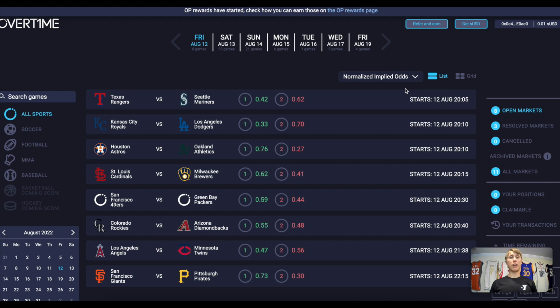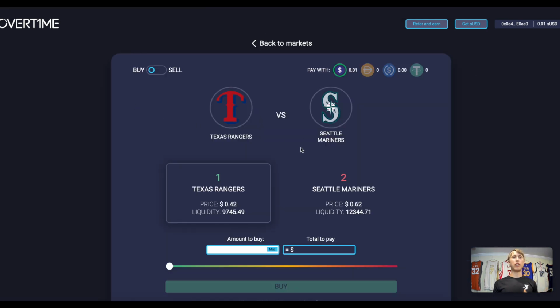Now, if you're a sports fan like me, you're going to love Overtime. Overtime allows you to speculate on different games, on who is going to win or who is going to lose. You can use your SUSD as collateral for each of these positions. So let's go and show you guys the Texas Rangers and the Seattle Mariners as an example. Based on how these prices are showing up, it looks like more people are favoring the Seattle Mariners to win. The reason for this is because the price of the token is actually higher, which means the upside is less because the most you can get to is $1 for this token.